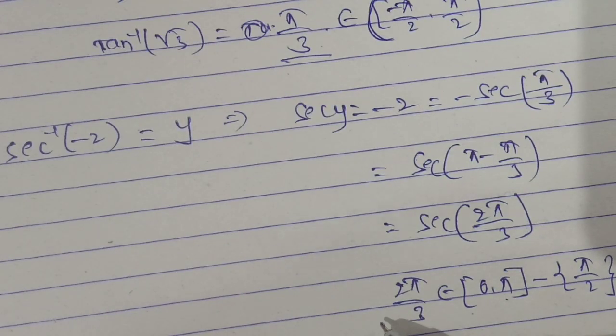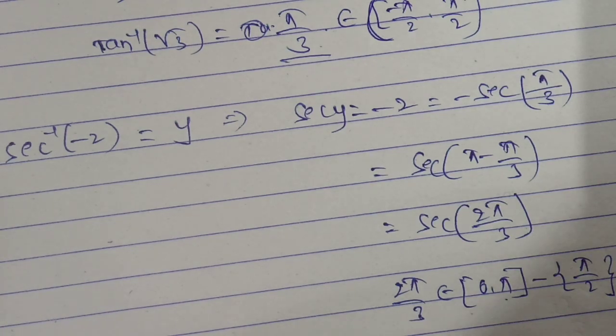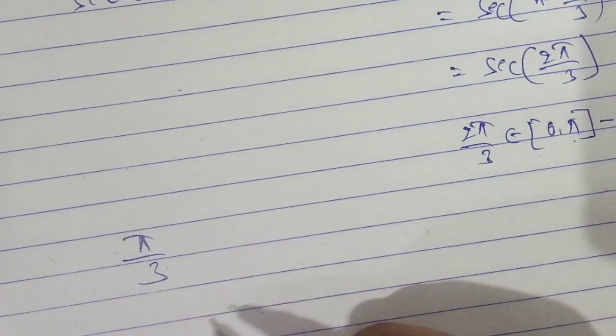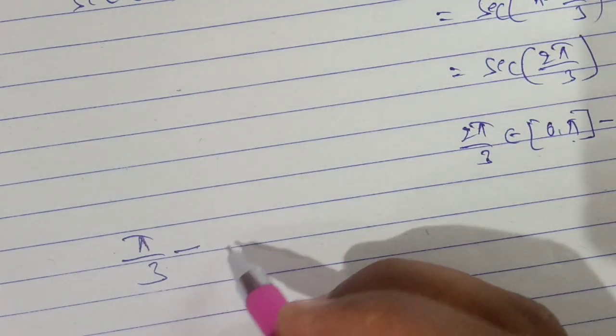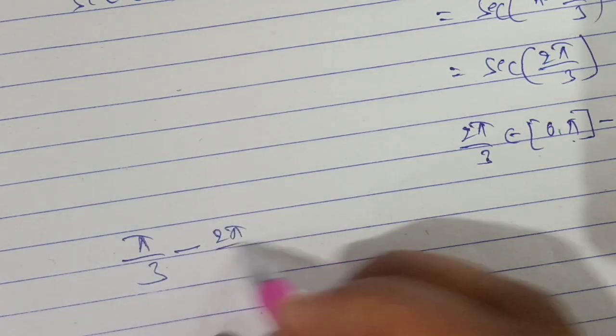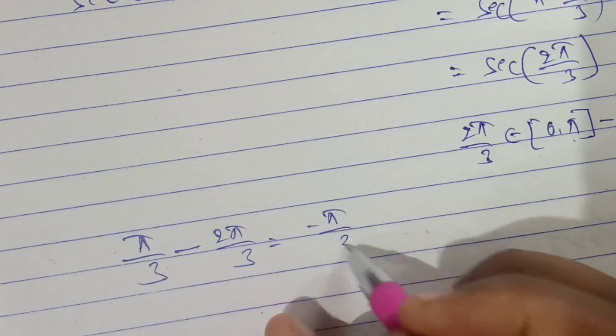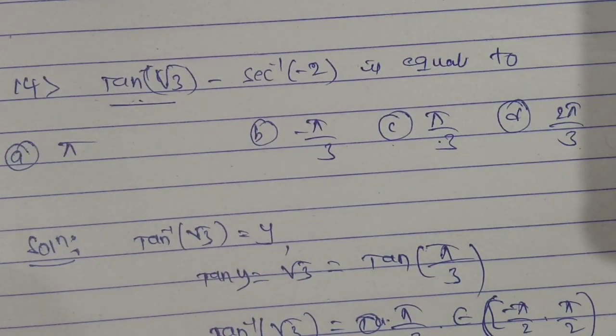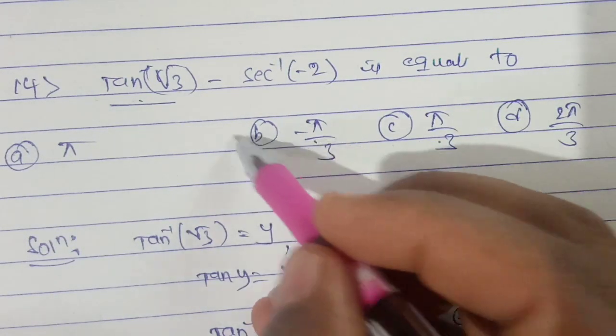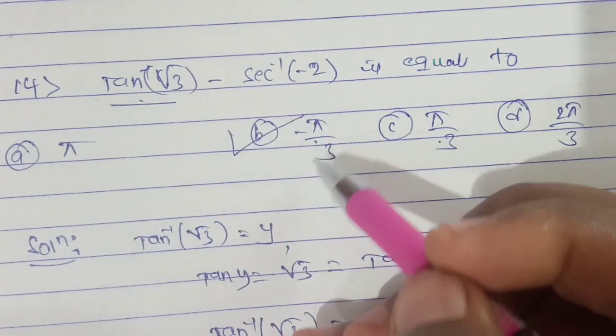Next we substitute the above two values in the given question. We get tan inverse of root 3 is pi by 3, minus secant inverse of minus 2, which means 2 pi by 3. I get minus pi by 3 as the answer. Let us see the options. Here there is minus pi by 3. That's why the correct option is minus pi by 3.